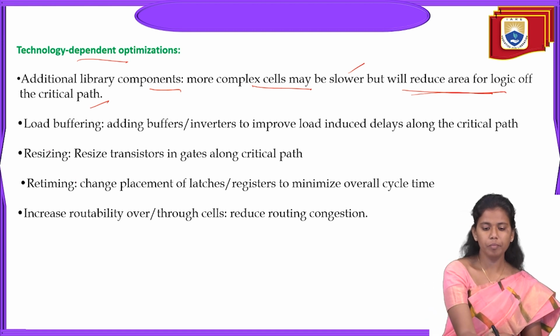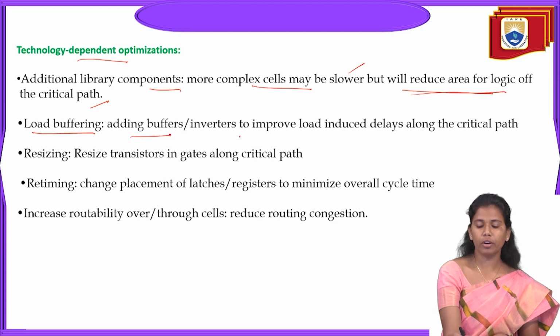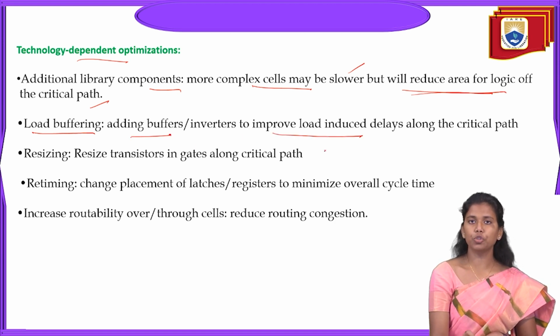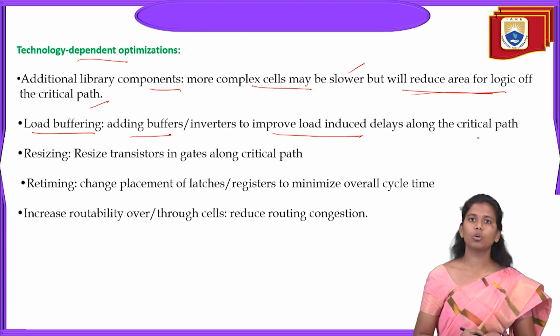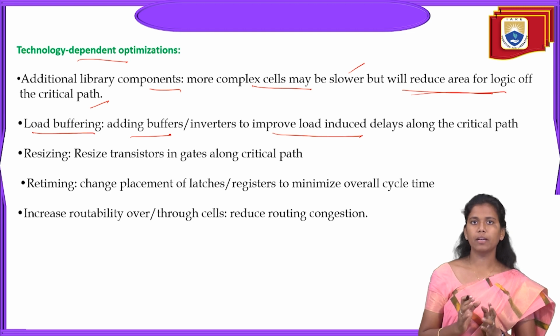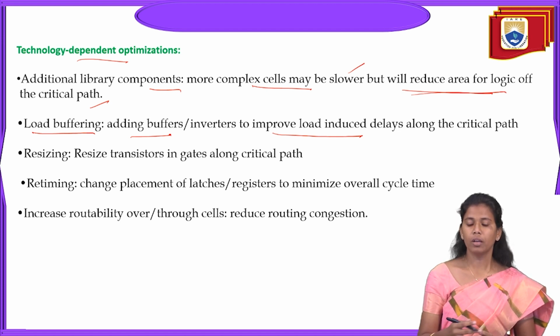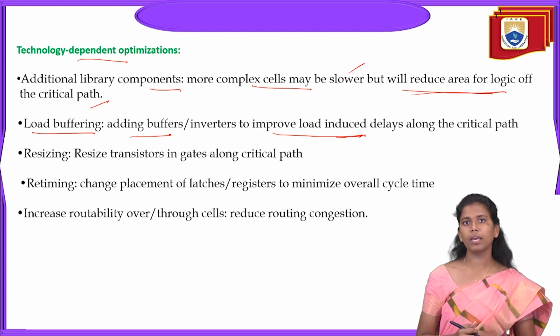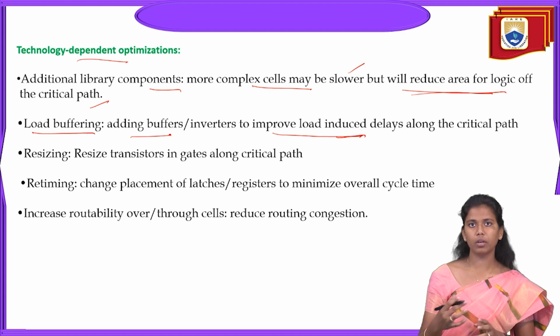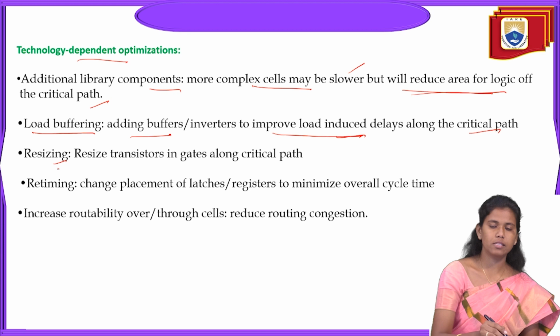And after that, load buffering. Load buffering is adding buffers or inverters to improve load induced delays along the critical path. So in the critical path, load buffering means we can add inverters or buffers in order to improve the load induced delays. We can add inverter gates along the critical path. And then resizing.